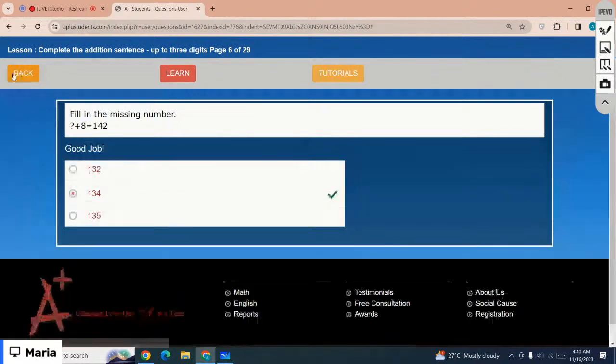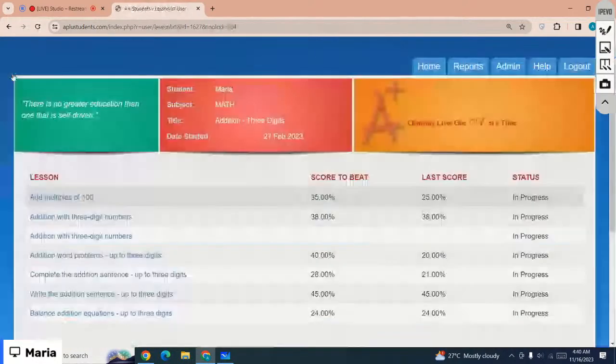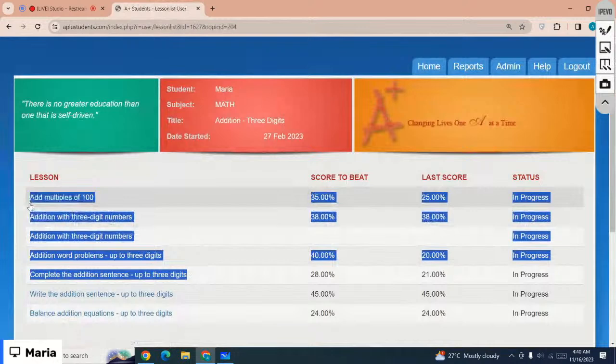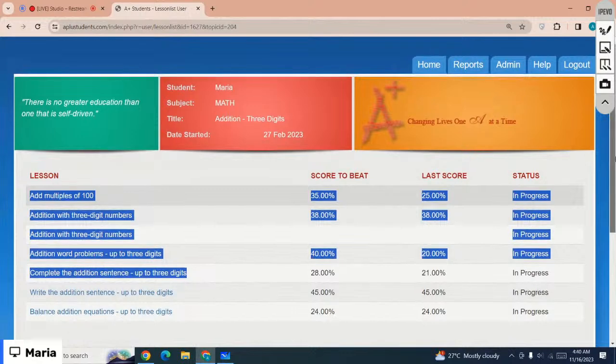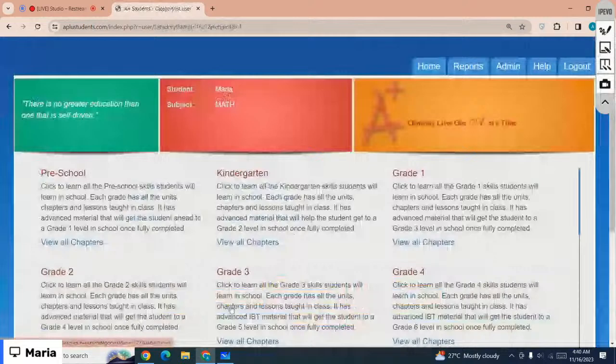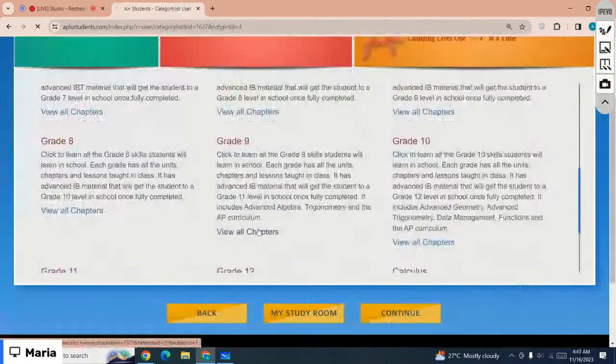Okay, you can complete the lesson by yourself later today. So we were working on grade 2 math. The chapter we were working on is addition of 3-digit numbers. The lessons we have covered today are add multiples of 100, addition with 3-digit numbers, addition word problems up to 3 digits, and complete the addition sentences up to 3 digits. So please make sure before the next session you complete all the practice questions for the lessons we did today. That is your homework until the next session, right?